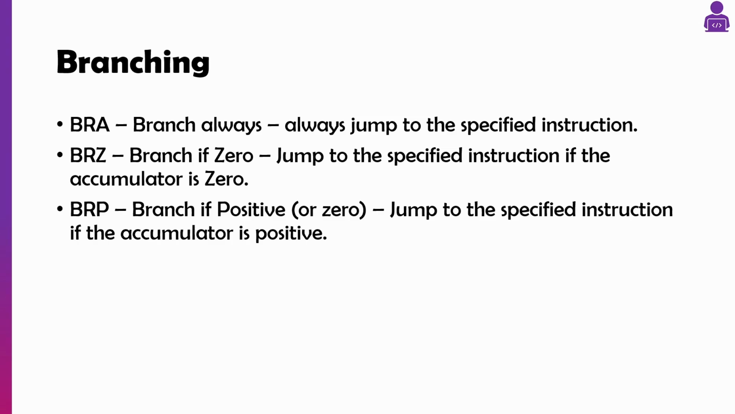So we've got BRA, which is branch always, so every time it gets that command, it'll jump to the instruction that you specify. So in that second example, where we get to instruction 5 and it jumps back to 0, that will run forever, continuously. Now branch if 0 will jump to the specified instruction if the accumulator is 0. And then we've got BRP, which is branch if positive. However, 0 counts as a positive number, and it'll jump to that specified instruction if the accumulator is positive.